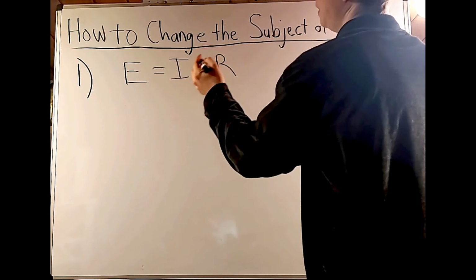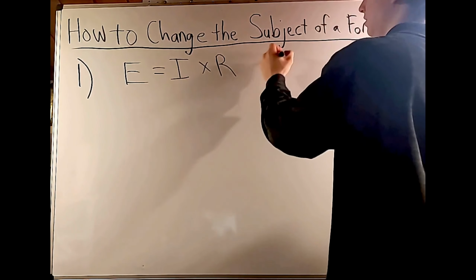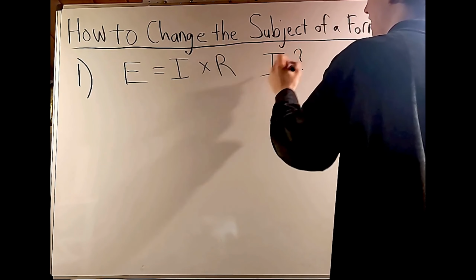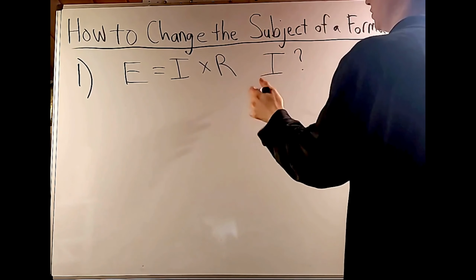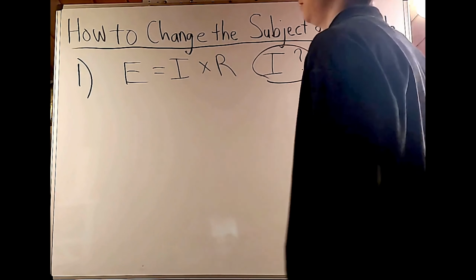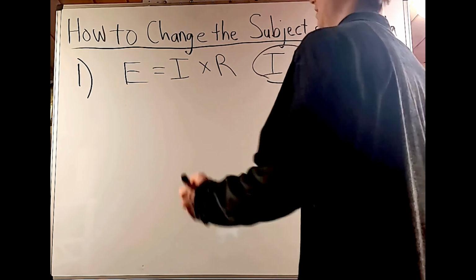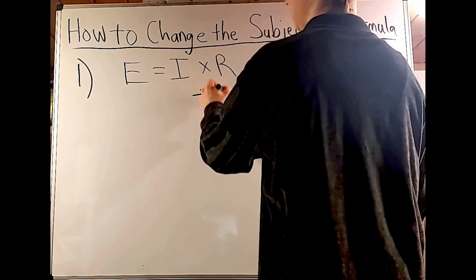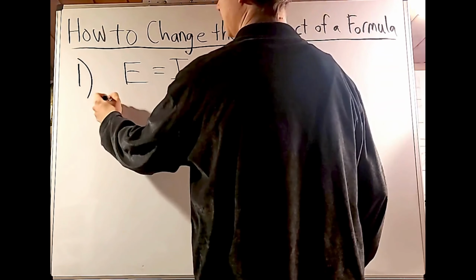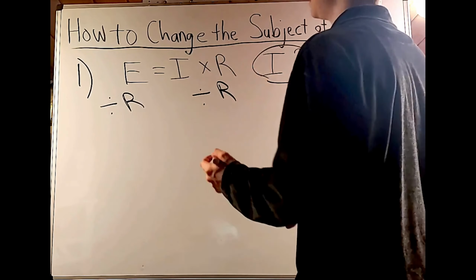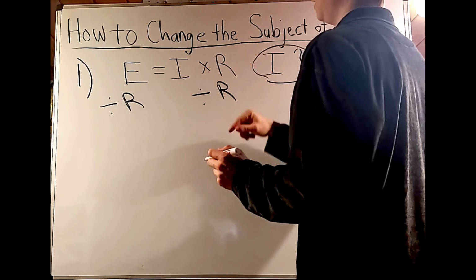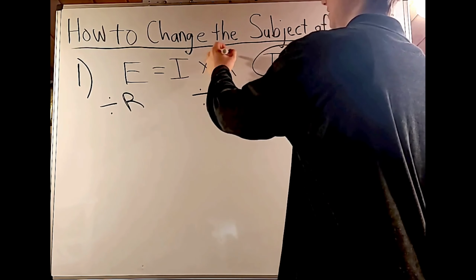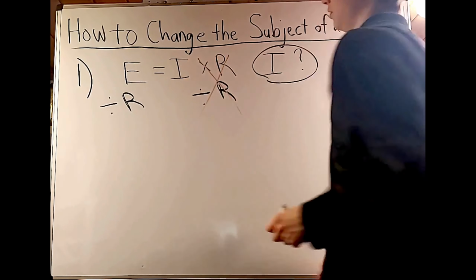So let's say we want to make current the subject of the formula. We want to solve for I, or make I the subject of the formula. So what are we going to do to get I alone? Well, we can divide by R on both sides. When we divide by R on this right side, since we have a multiply by R and a divide by R, these cancel each other out, and we no longer have R on this side.